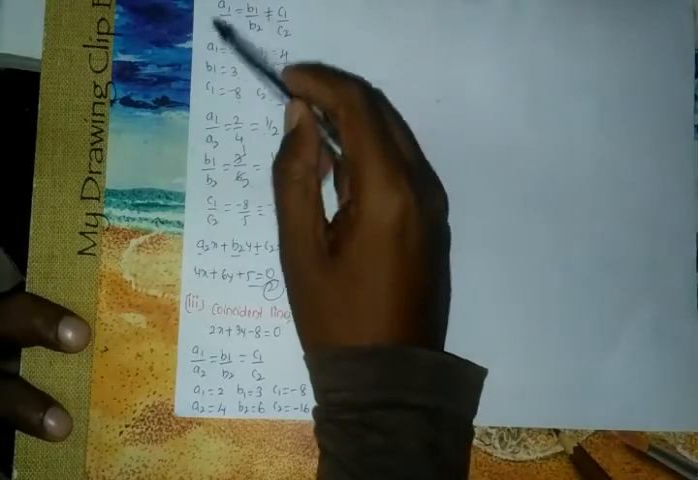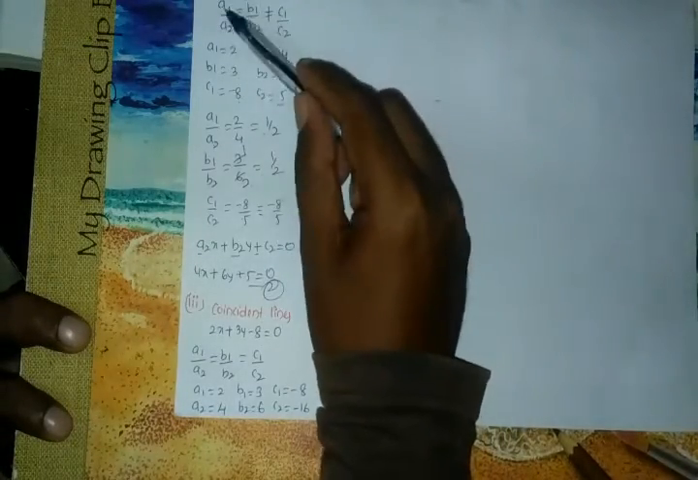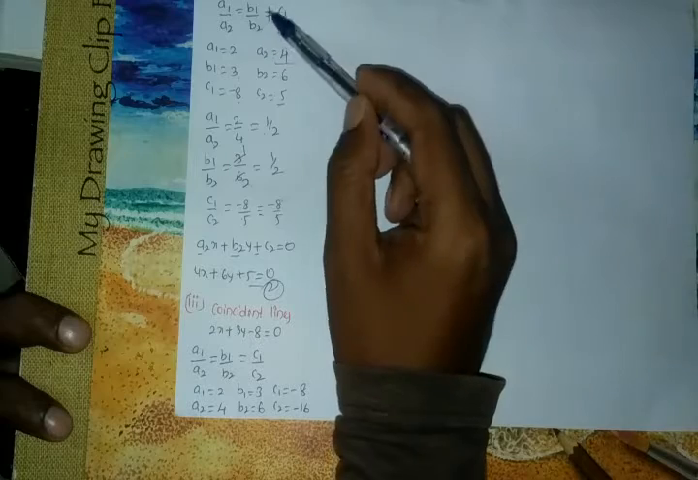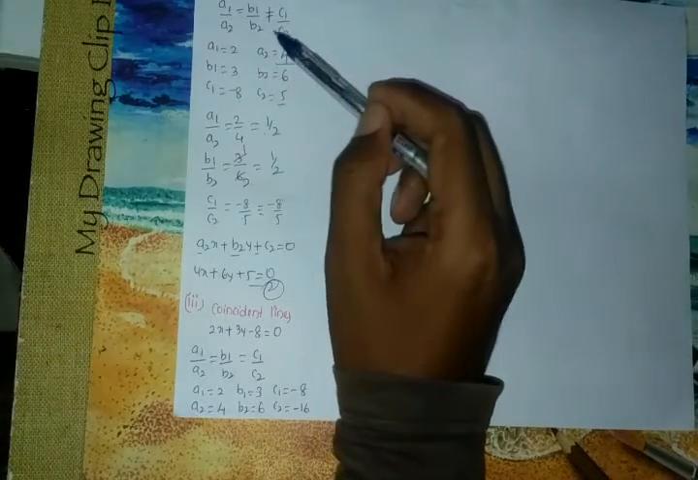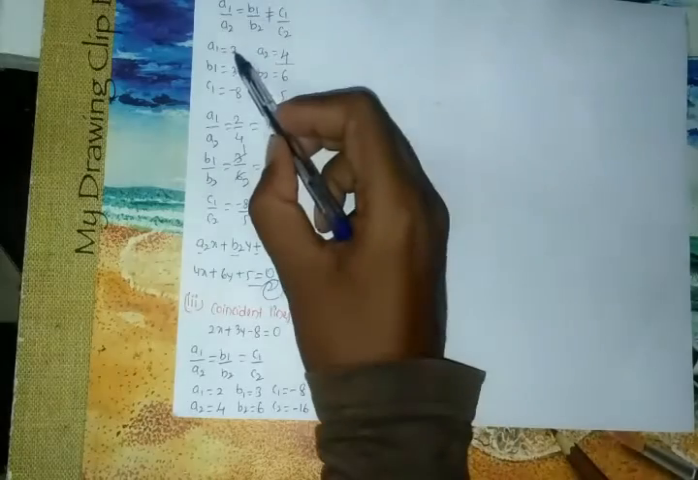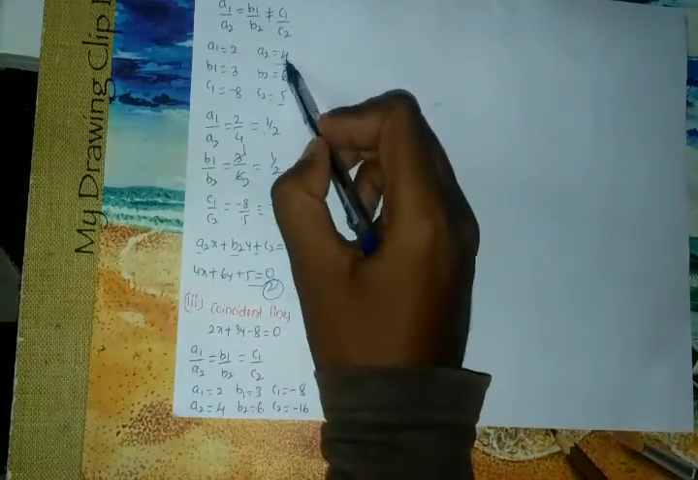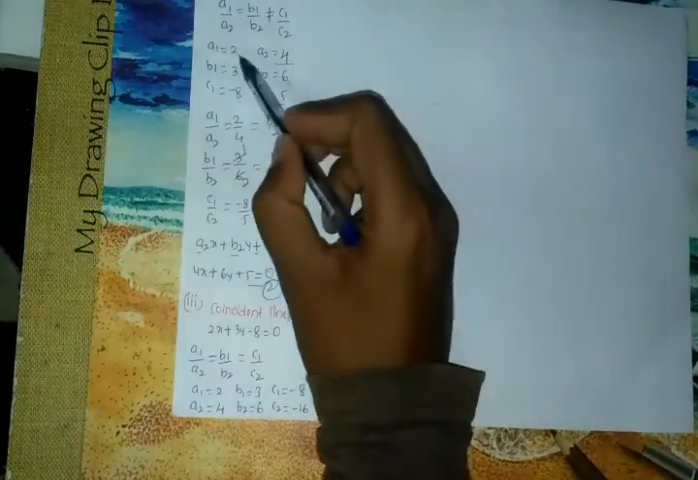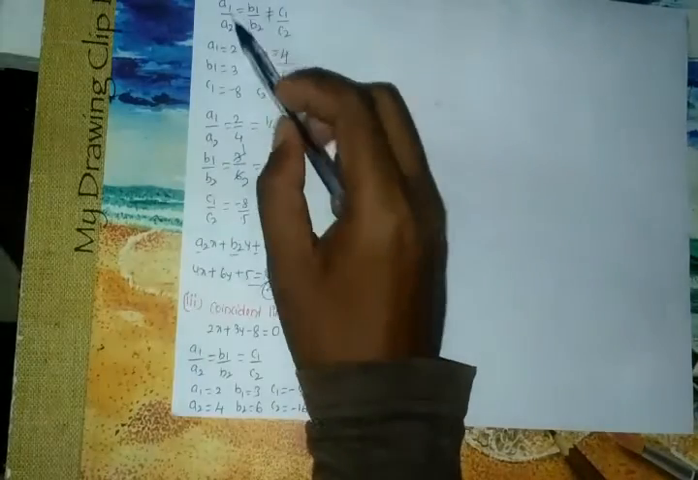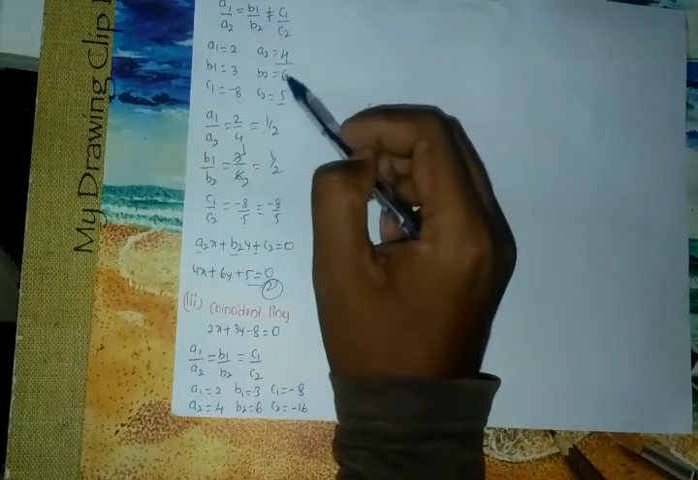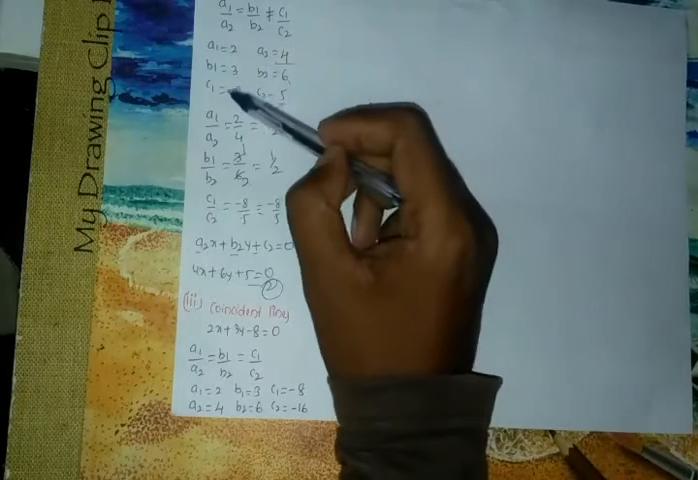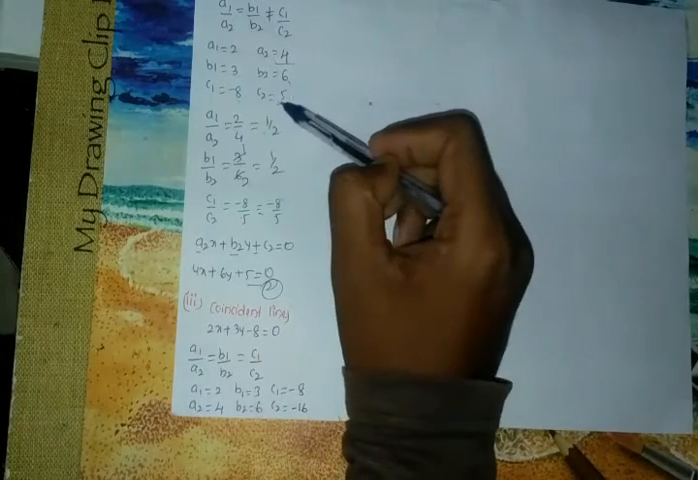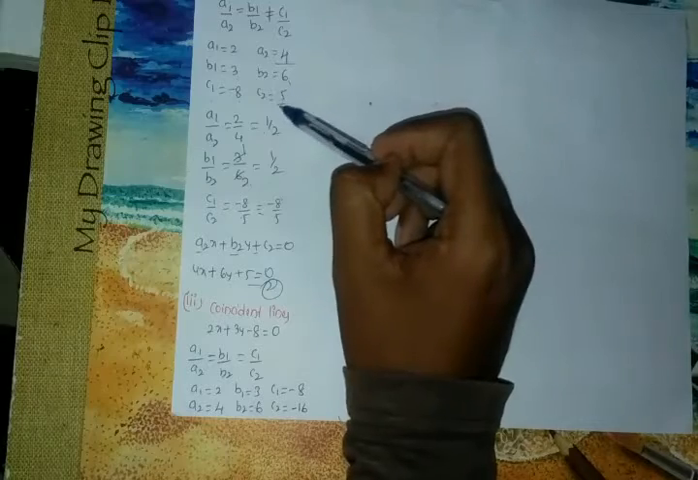We are trying to fulfill this ratio a1 by a2 equals to b1 by b2. For that I have taken double of a1 as 4 and double of b1 as 6. My intention was to make a1 by a2 equals to b1 by b2 and not equal to c1 by c2. So I have not taken double of 8, so I have taken any value other than double of 16.